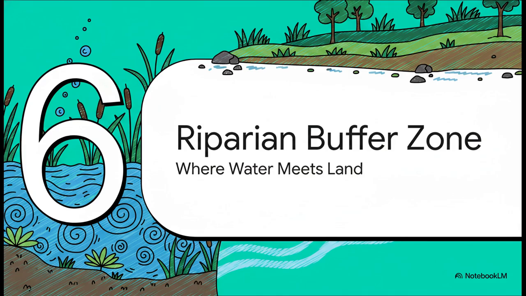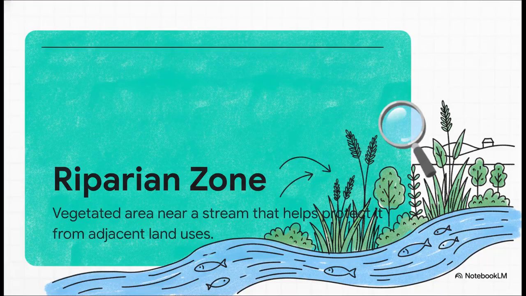Section 6, the riparian buffer zone. Emerging from the deep water and those bottom sediments, we finally hit the edge where the aquatic world meets the land. We call this edge the riparian zone. The word riparian comes from the Latin ripa, meaning riverbank. But more importantly, this vegetated area acts as a vital buffer strip. Its job is incredibly important.